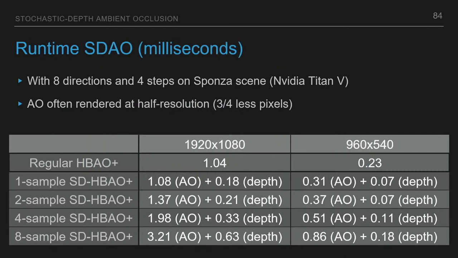When we take a look at the runtimes, we have included both the results for 1080p and 540p, because ambient occlusion is often rendered at half the resolution. We can see that stochastic depth ambient occlusion maintains real-time performance. For lower sample counts, the performance cost is relatively small. We can also see that doubling the samples roughly doubles the ambient occlusion runtime.